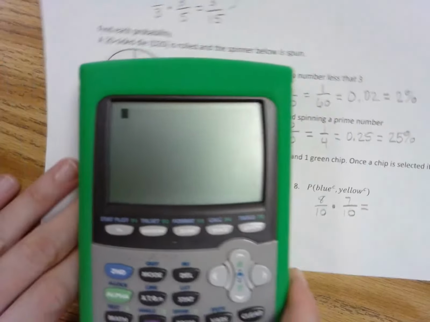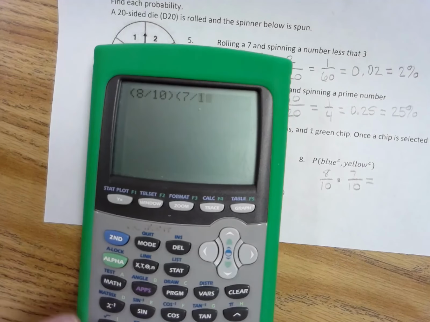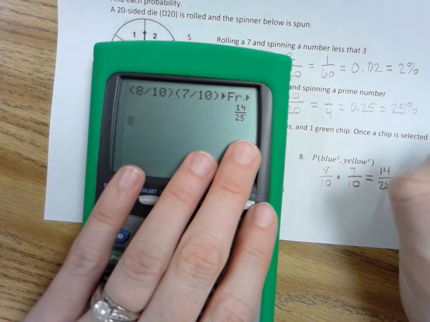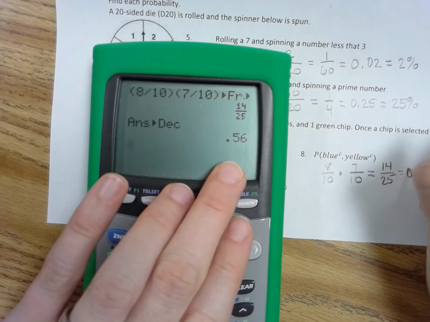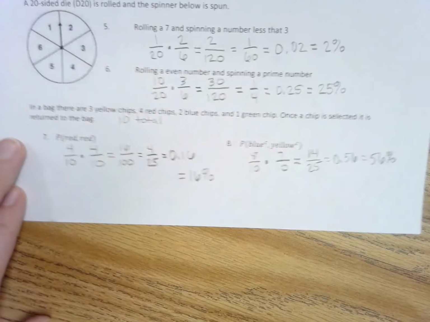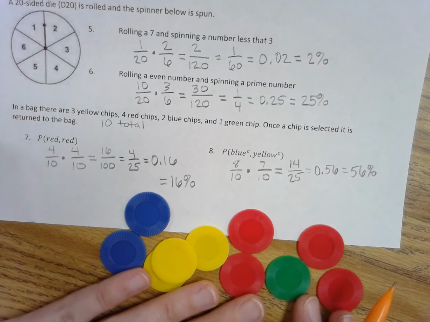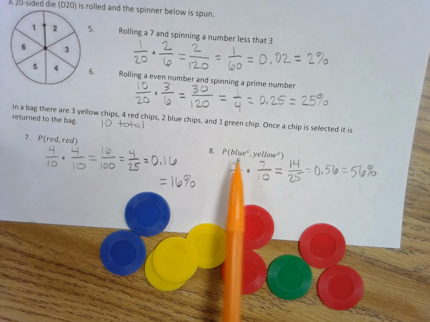So 8 tenths, we're going to multiply with 7 tenths. Go ahead and hit math fraction. So our fraction is 14 over 25. If we do math decimal, we get 0.56, so that's a 56% chance. And we want to know the probability of not getting a blue. So of our options here, probability of not getting a blue, putting it back in, then not getting a yellow, we have a 56% chance of that probability.